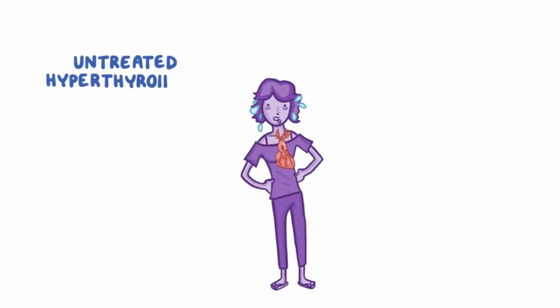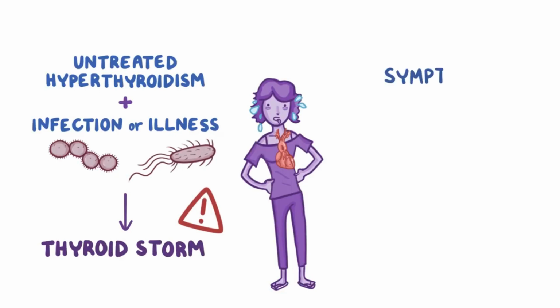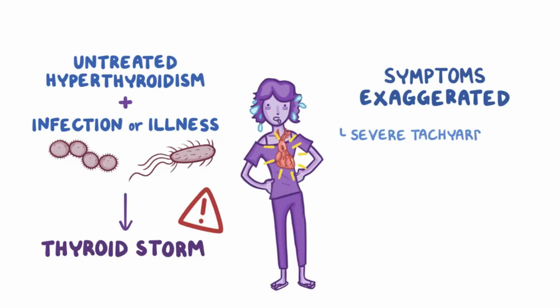Untreated hyperthyroidism combined with a stressor, like an infection or illness, can trigger a life-threatening complication called thyroid storm. Many of the symptoms of hyperthyroidism then become exaggerated, leading to severe tachyarrhythmia, high fever, delirium, and coma.